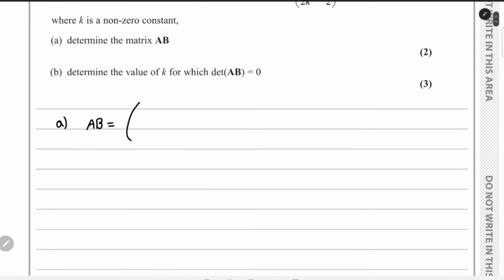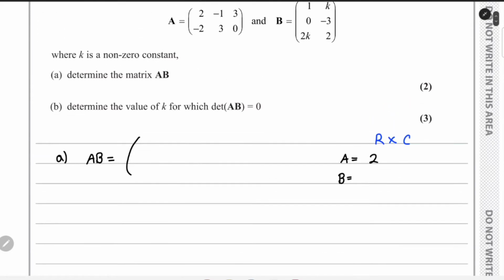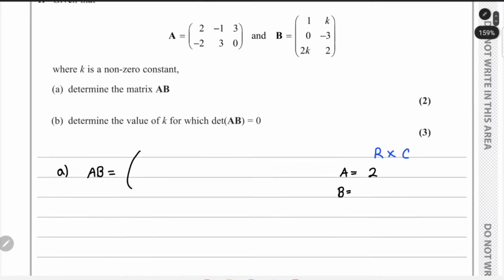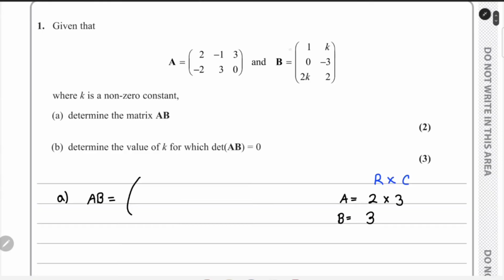So at first I have to determine the dimensions of matrix AB. To do that, I write down the row and column dimensions of the matrices we are multiplying. On the left we have matrix A, so I'll write it over here. On the right we have matrix B, so I'll write it under. Matrix A has 2 rows and 3 columns. So matrix A is a 2 by 3 matrix. Matrix B has 3 rows and 2 columns. So 3 horizontal rows and 2 vertical columns.